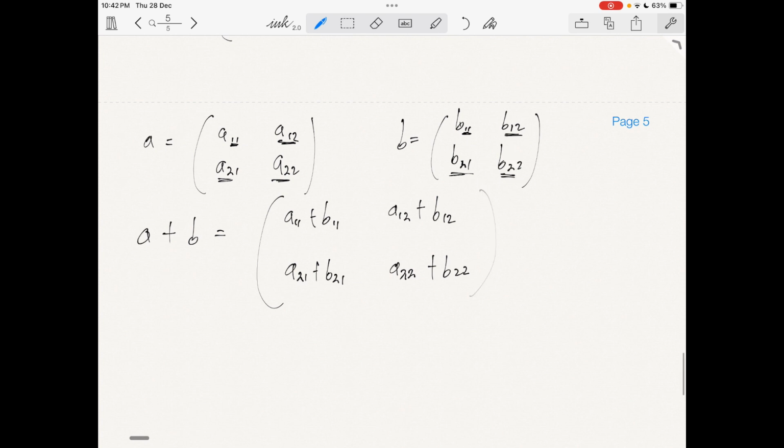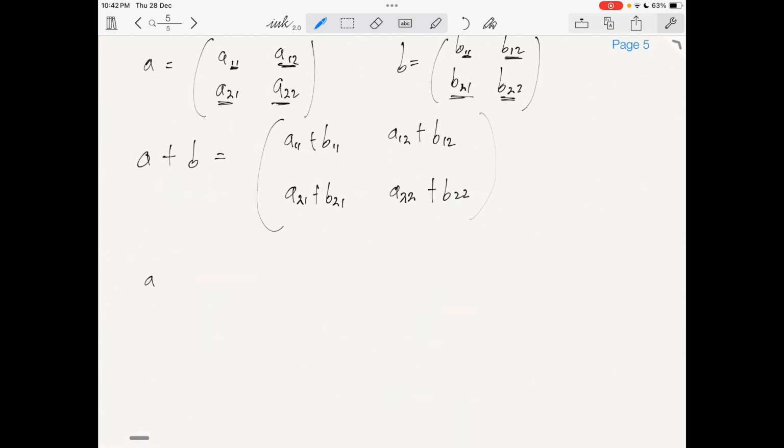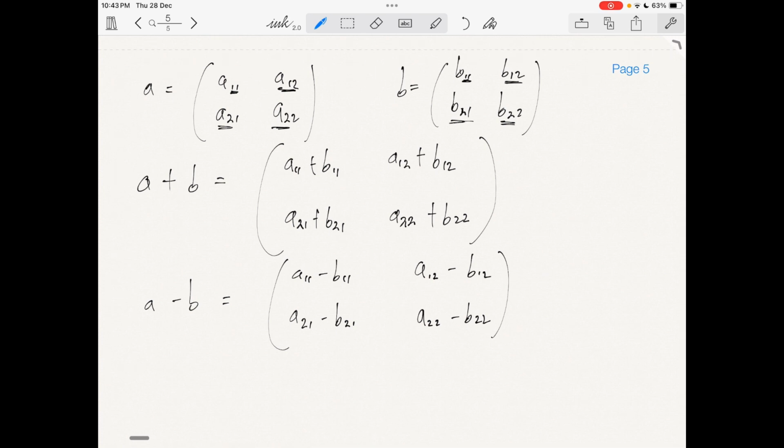And if it is a subtraction, we will have A11 minus B11, A12 minus B12, A21 minus B21, and A22 minus B22. This whole process is definitely not limited to a 2 by 2 matrix. It can be applied to a matrix of any order, provided that the matrices to be added or subtracted are of the same order.